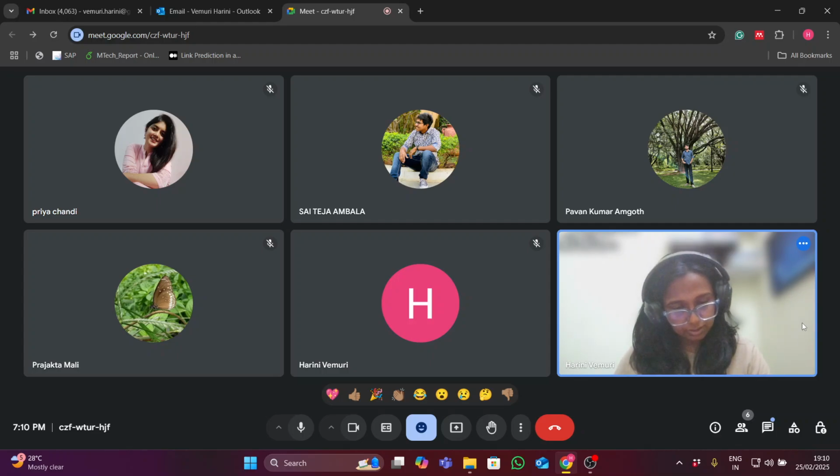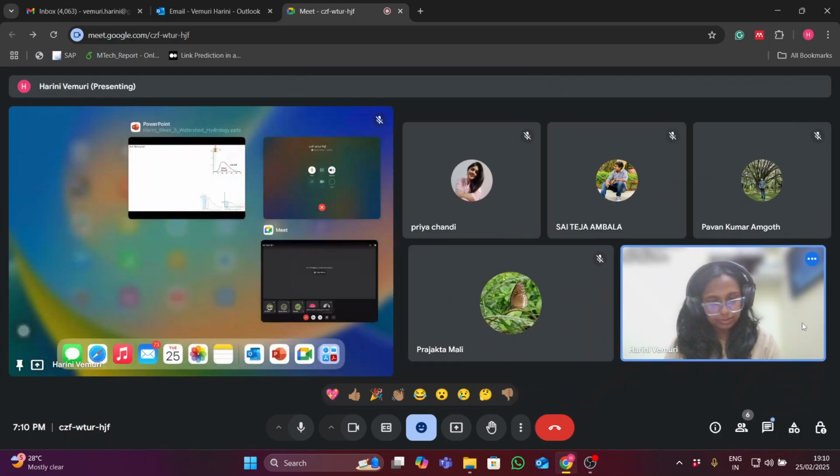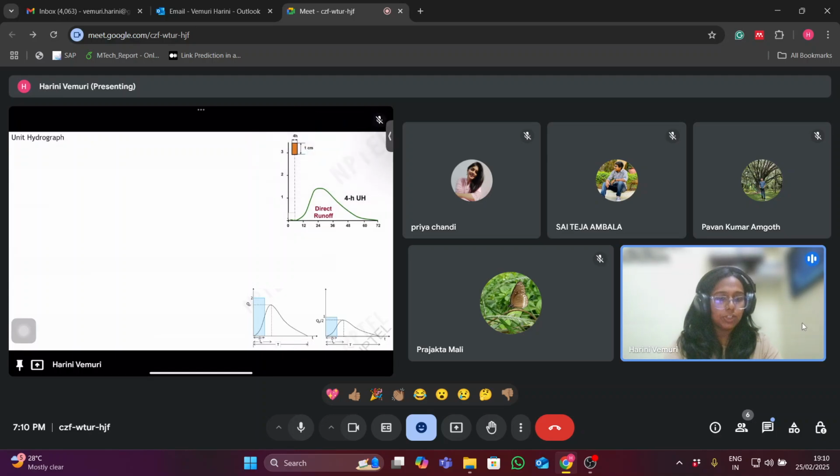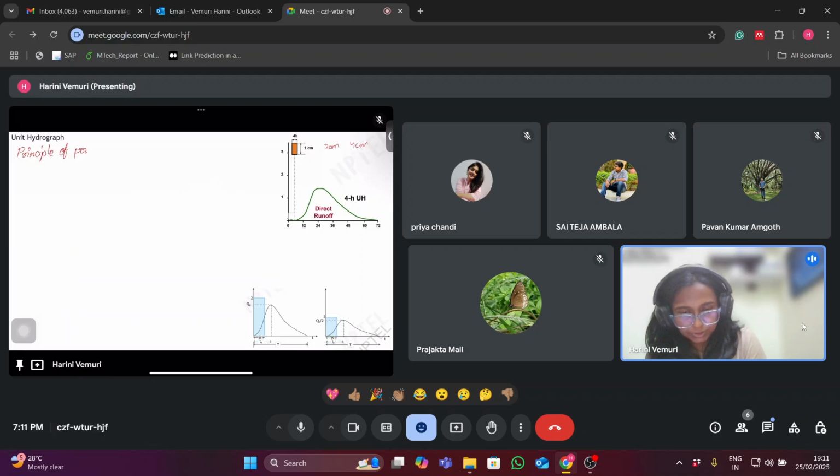Let me share the screen again. So, the principle of proportionality is that if the duration of excess rainfall is fixed, but its volume is changing. Suppose for 4 hour duration, we have 1 centimeter excess rainfall. Suppose you have 2 centimeter of excess rainfall. Okay, like this, the duration is fixed, but the excess rainfall value is changing. So 1 centimeter, 2 centimeter, 4 centimeter, like that.